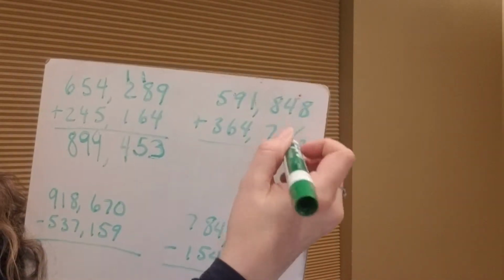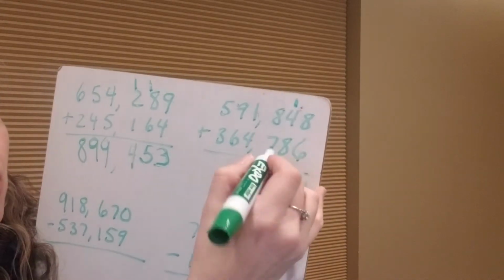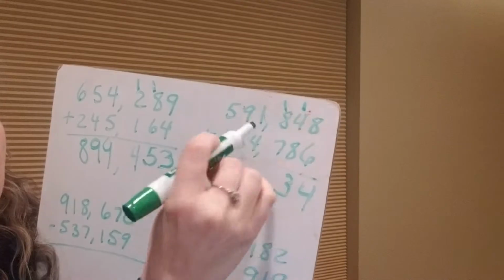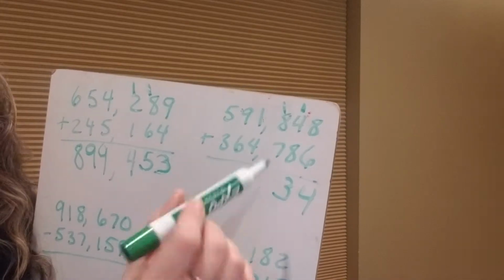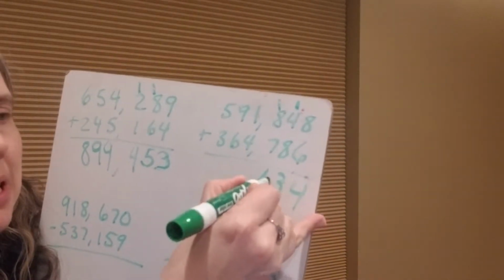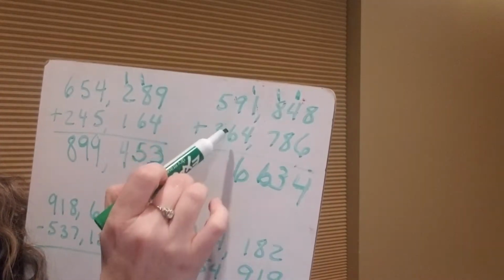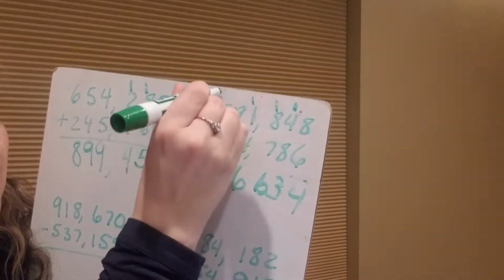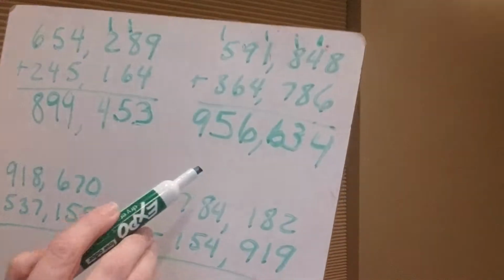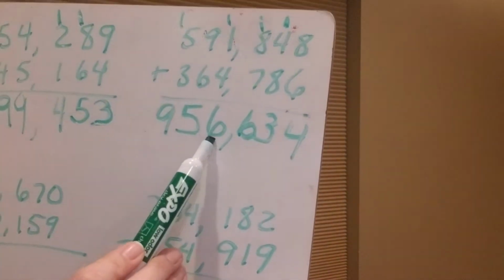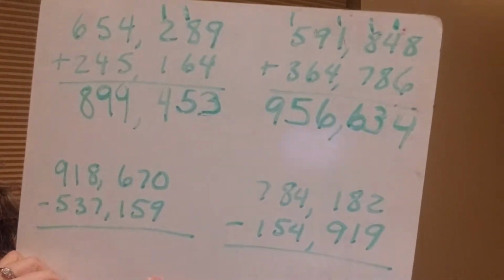All right, 8 plus 6 is 14. 8 plus 4 is 12, plus 1 more is 13. Carry this up here. Okay, I have 8 plus 7 plus 1 more. Well, 1 and 7 makes 8. Now I just have a double. I know my doubles. 8 plus 8 is 16. 4, 5, 6. 9 plus 6 is 15. 5 plus 3 is 8. Plus 1 more is 9. I'm going to put my comma in there. Read that answer with me. 956,634. Okay? Now we're going to do the subtraction.